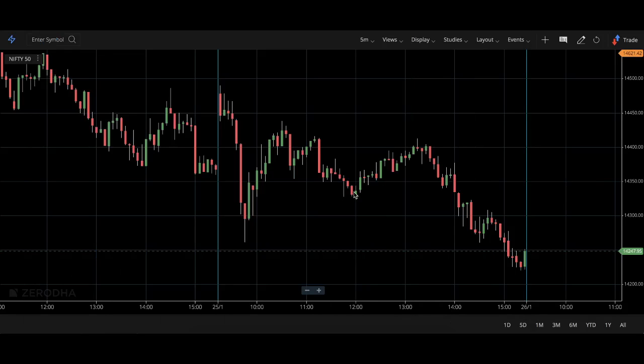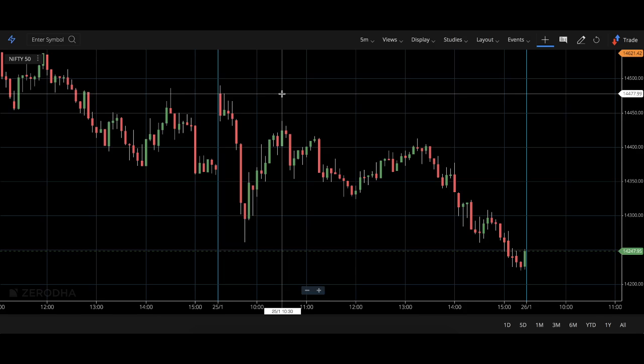Hello everyone, this is today's pattern of Nifty 50. Let's start decoding this. The market started at 14,477 in this area here.